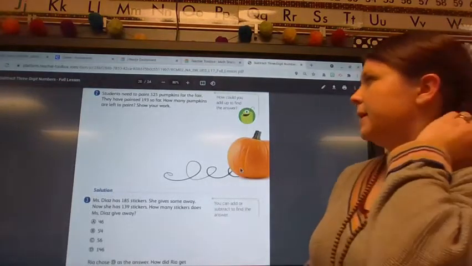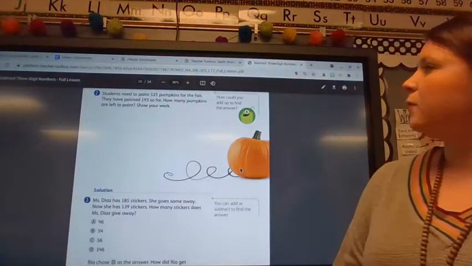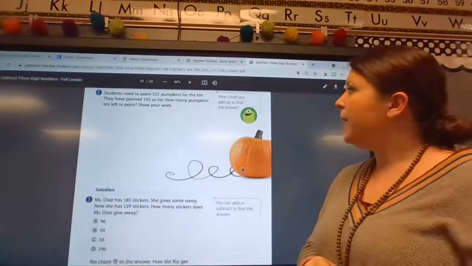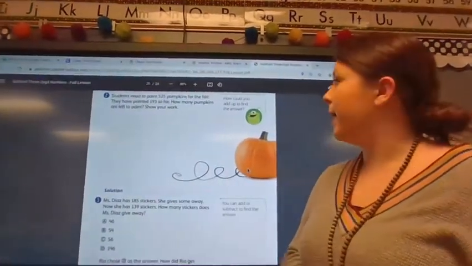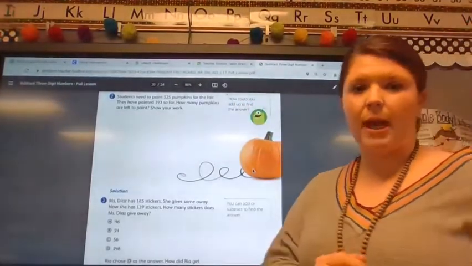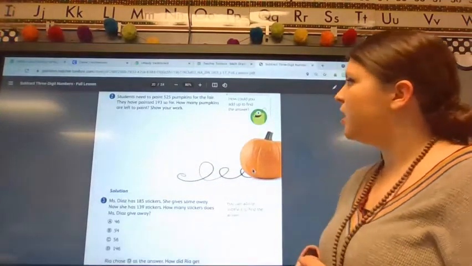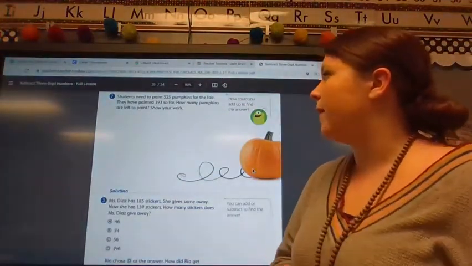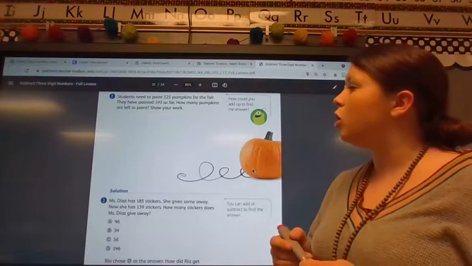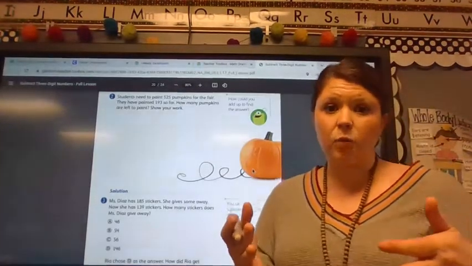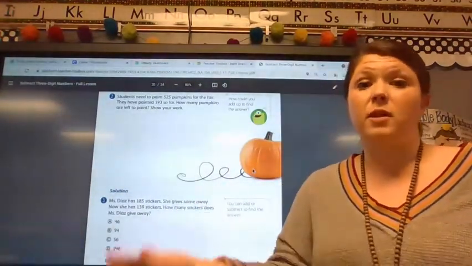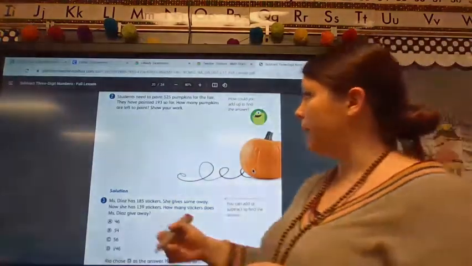All right, it says students need to paint 525 pumpkins for the fair. They have painted 193 so far. How many pumpkins are left to paint? It says, how could you add up to find the answer? So it wants us to try to add up here, but let's make sure we understand the problem. Students need to paint 525 pumpkins for the fair. They have painted 193 so far. So they have 525. They've painted 193 of those. So basically, how many of those have they not painted is what we need to figure out, okay?